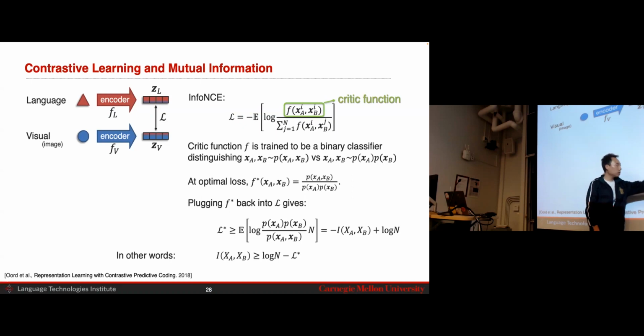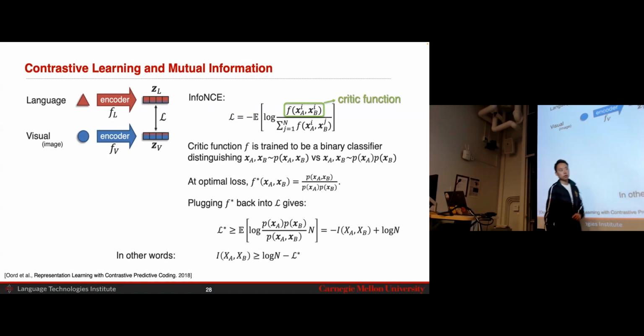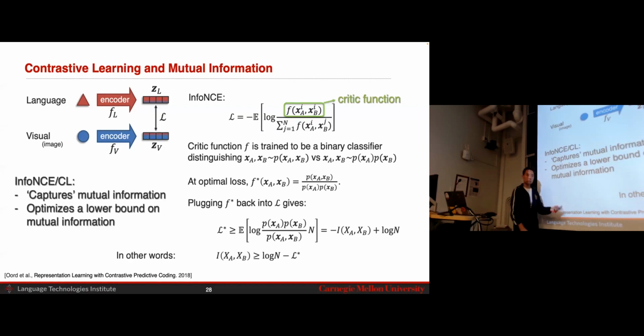On the lower bound, the gap is kind of given by the number of negative samples. So that's why when you hear people say InfoNCE or contrastive learning is capturing mutual information or learning shared information, precisely what it means is that your InfoNCE objective is maximizing or optimizing a lower bound on mutual information. Okay, so that's where the precise connection between contrastive learning and mutual information comes from.